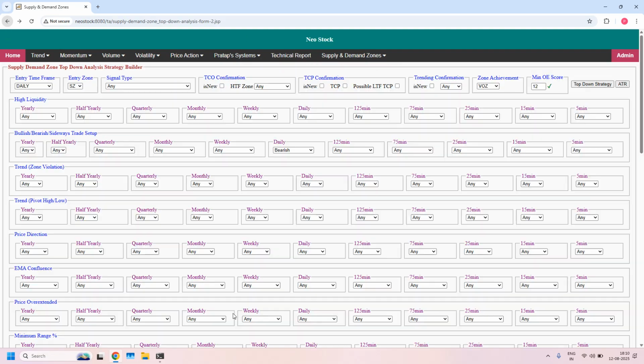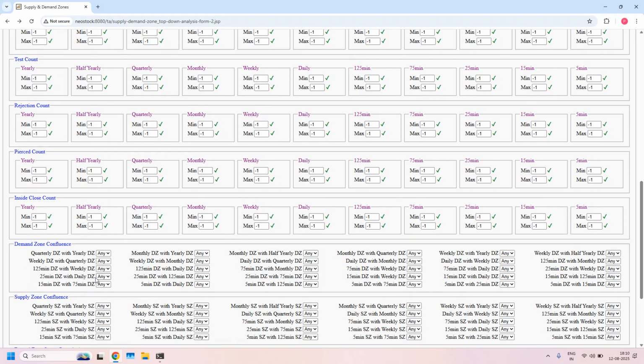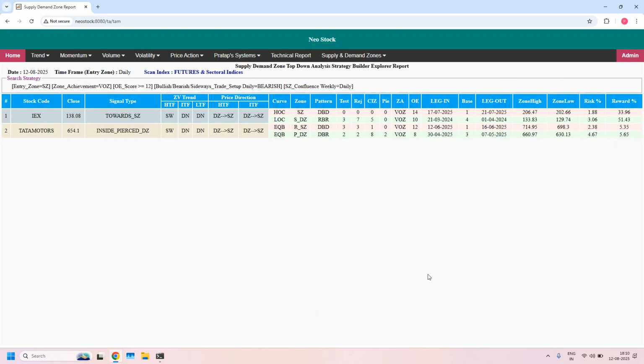Let's verify. First filter is daily and weekly supply zone confluence. So in the supply zone confluence parameter, I am enabling the filter daily supply zone and weekly supply zone confluence. By applying this filter on the 3 stocks, we got 2 stocks. Out of 3, 2 are filtered. In both these stocks, these daily supply zones are overlapped with weekly supply zone. And the weekly trend is a downtrend.